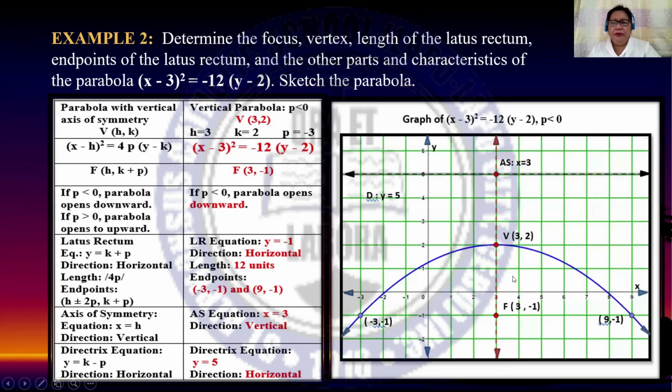So this is the graph. Vertex with coordinates (3, 2). The focus (3, negative 1). So it's 3 units down. You count 3 units and draw the directrix. And the equation of the directrix is y equals 5. This is the axis of symmetry equivalent to x equals 3. The endpoints, we have (negative 3, negative 1) and (9, negative 1).